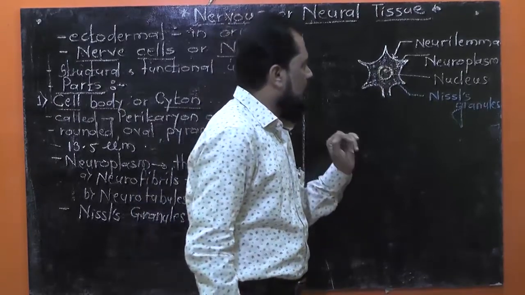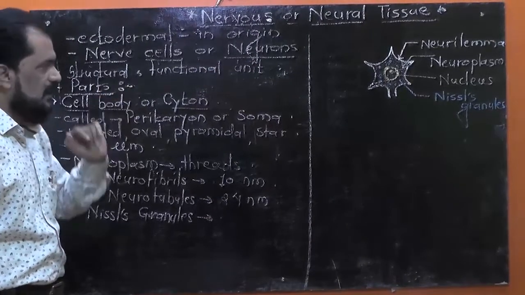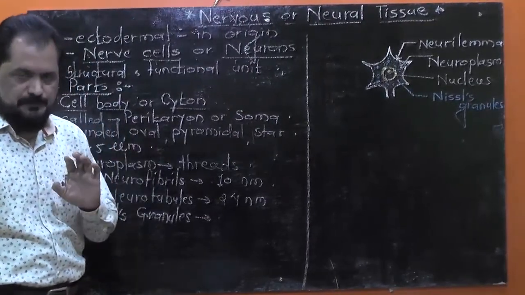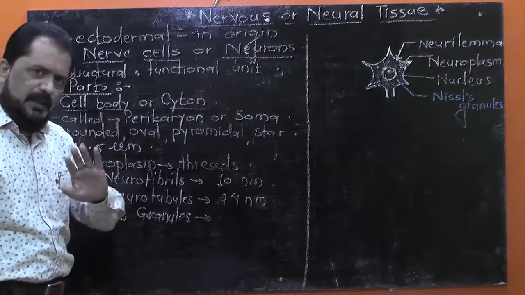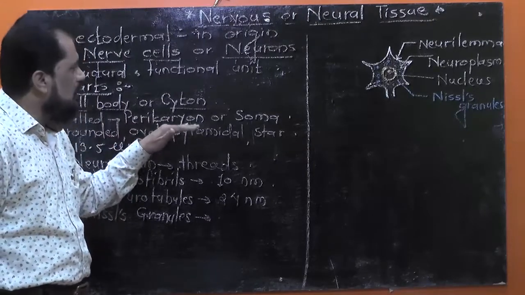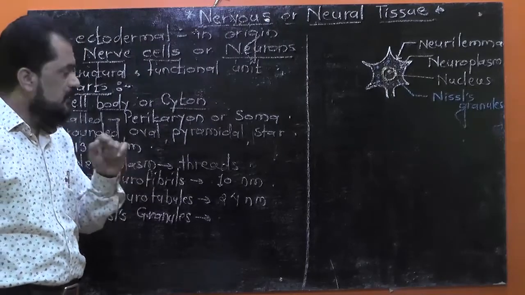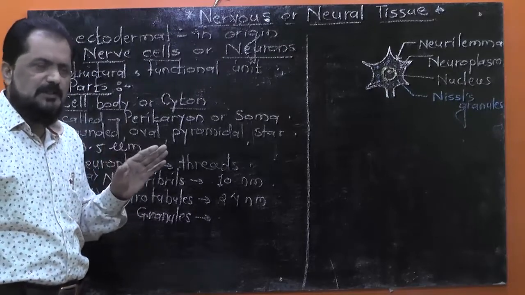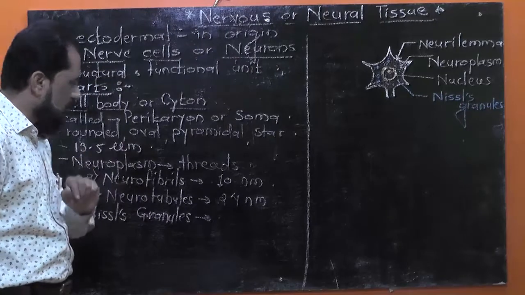Okay, now let us talk about the second component of the nerve cell, that is nerve processes, cytoplasmic processes. Let me talk briefly once again about the cyton. I said that the cyton or cell body is also called perikaryon or soma. It is either rounded, oval, pyramidal or star shaped. Generally, the diameter of cyton is 13.5 micron.